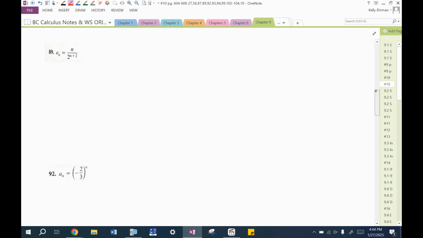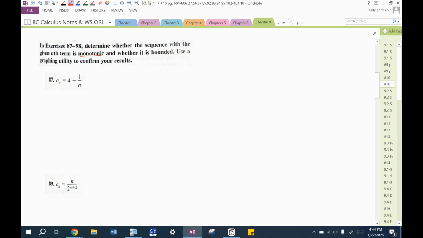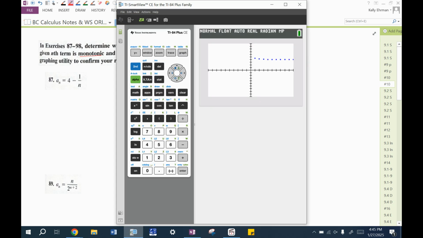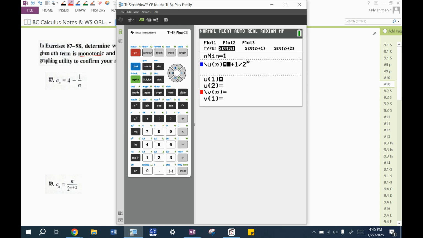Okay. Determine whether the sequence with the given nth term is monotonic and whether it's bounded. Use a graphing utility to confirm your results. I guess I didn't do that. I realized I did not read that part when I did the directions the first time. So I'm probably not going to confirm with my graphing calculator, but if you want to, change your mode to sequence mode like this. Type in whatever you're looking at.